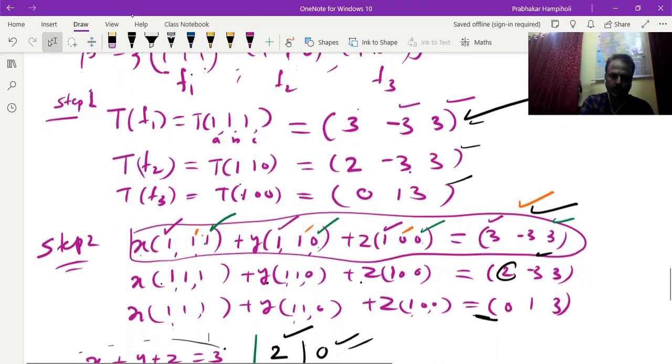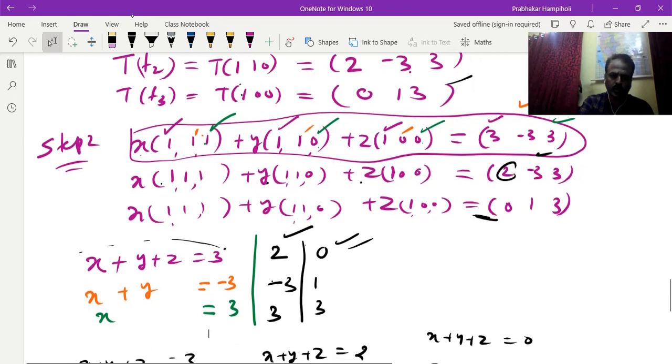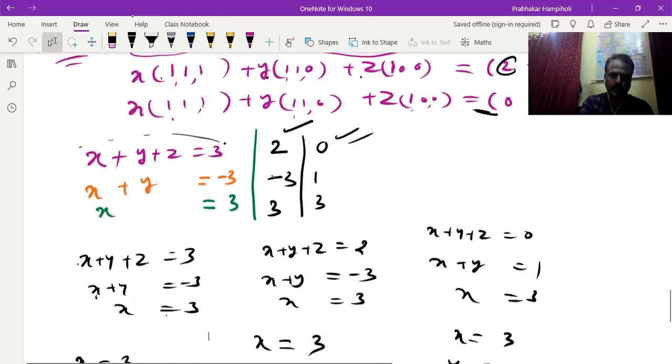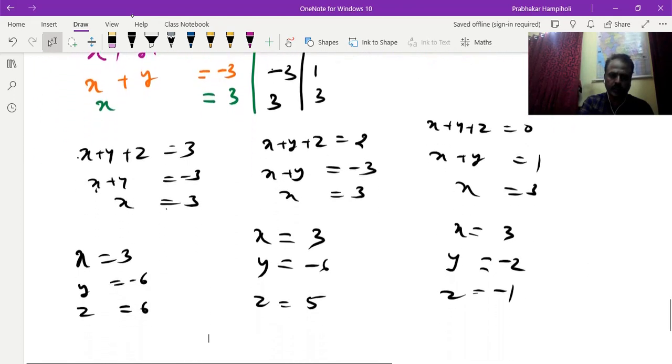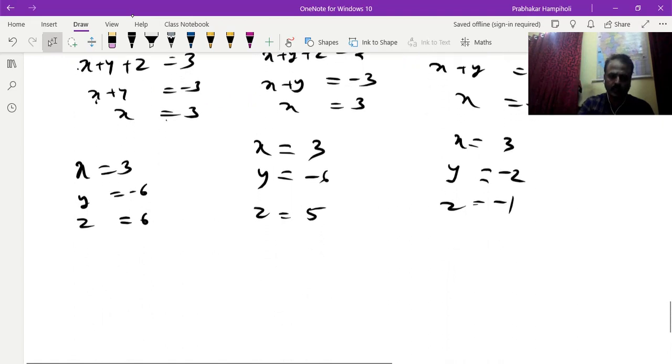So now we have found it. Each row gives us one set of equations. So we wrote three sets of equations. Each set has given us one set of solution x, y, z.